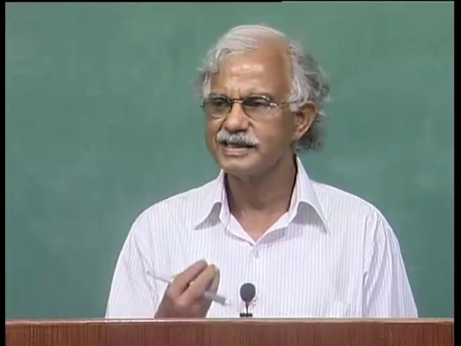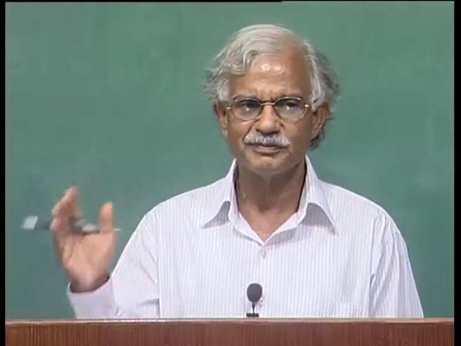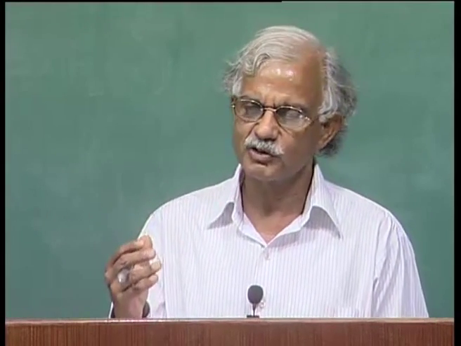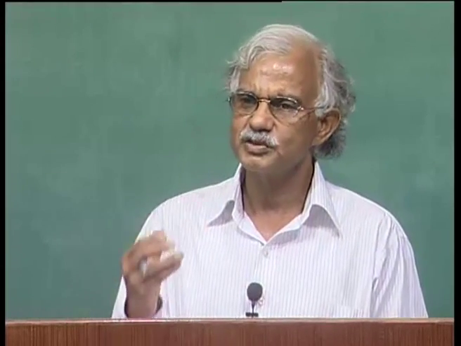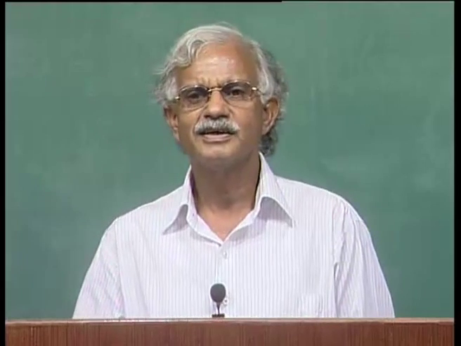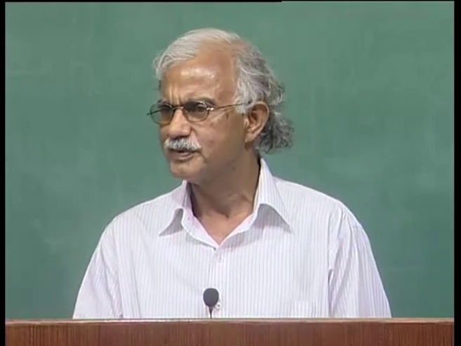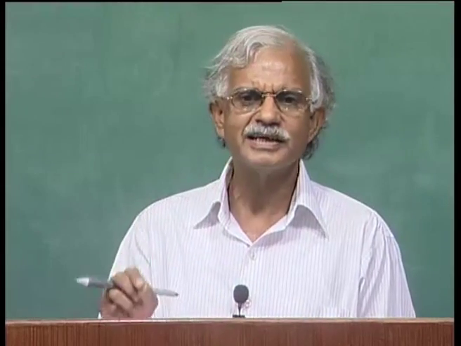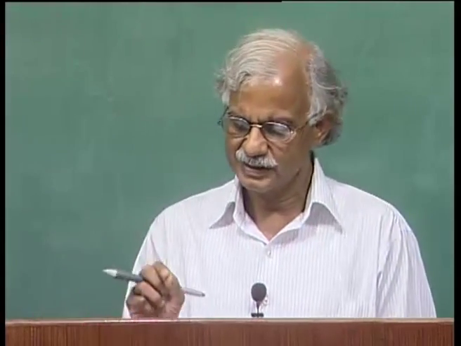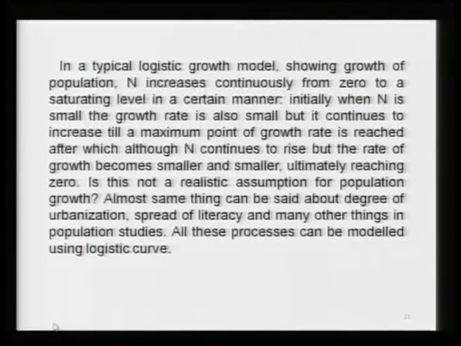Primary school enrollment, secondary school enrollment, they all start from zero. They reach some maximum point. Primary school enrollment can go from 0 to 100. Secondary school enrollment rate can go from say 0 to 80. University enrollment rate will never reach 100. It may go from 0 to 40, 50, maximum say 60. And different logistic models can be used to forecast enrollment rates for different countries at different stages of development. In a typical logistic growth model, population increases continuously from 0 to saturating level in a certain manner. Initially, when n is small, growth rate is also small, it continues to increase. This is what I have already stated.